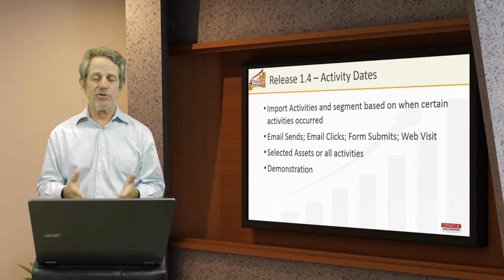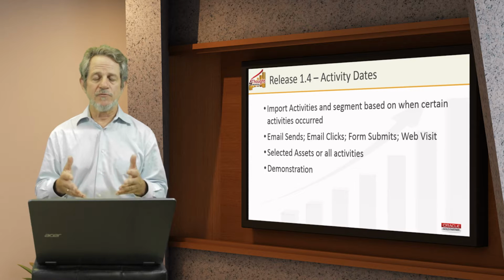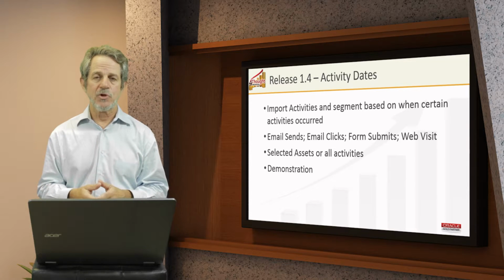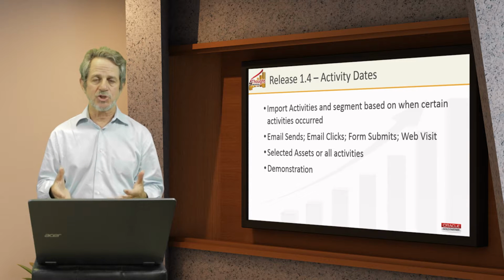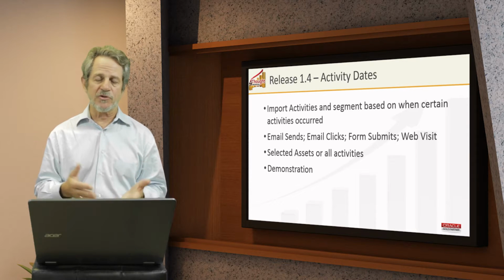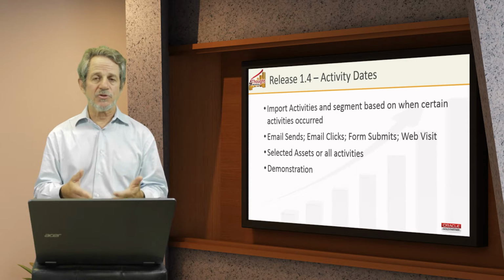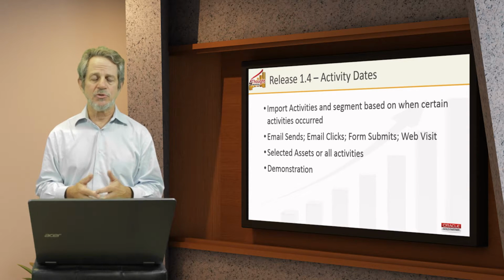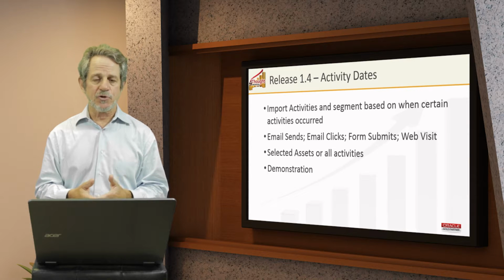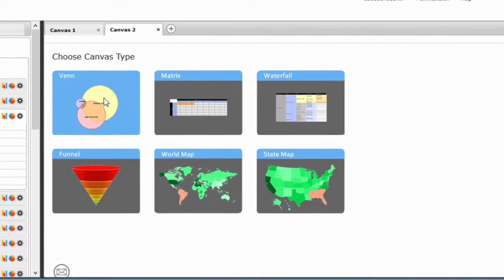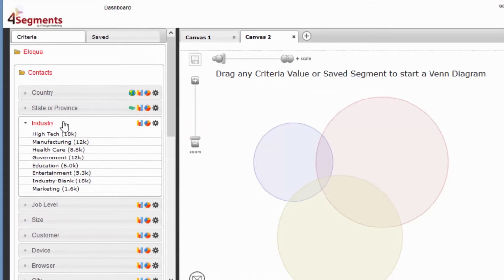The next is to look at activity dates. So if you use activities in your marketing automation tool like Eloqua or Responses, you know that there's a lot of information about emails, email sends, email clicks, form submits, web visits, and up until now it's been a little cumbersome to segment the data in 4Segments. What we've done is we've added in a new capability where you can take that information.